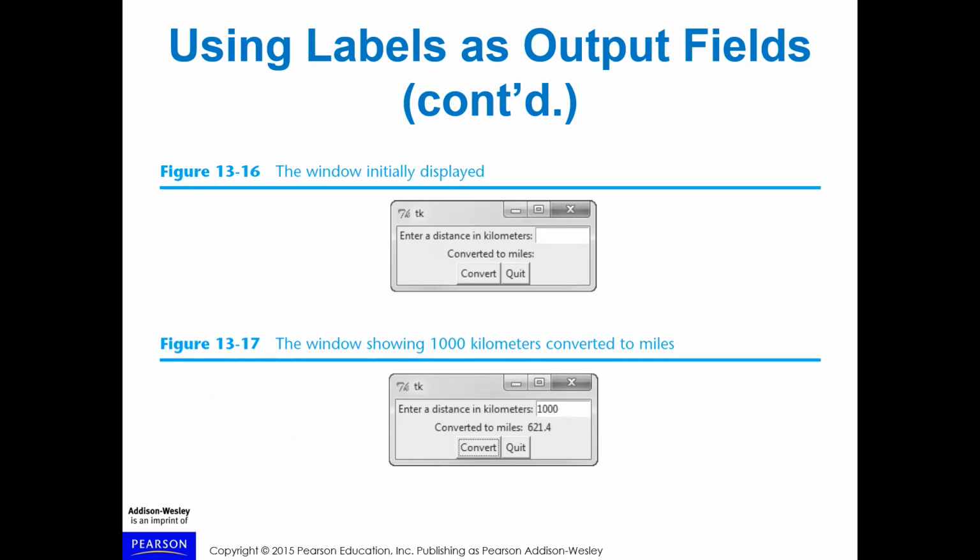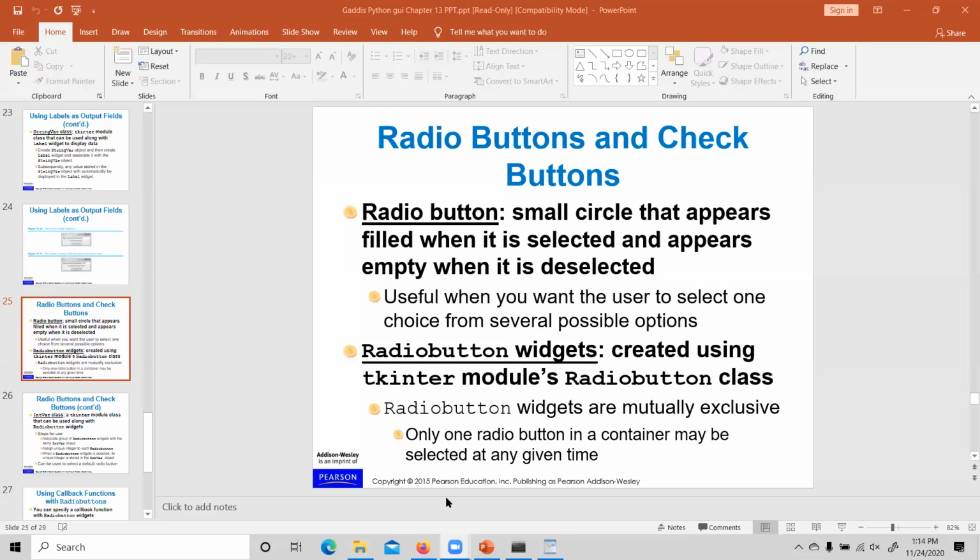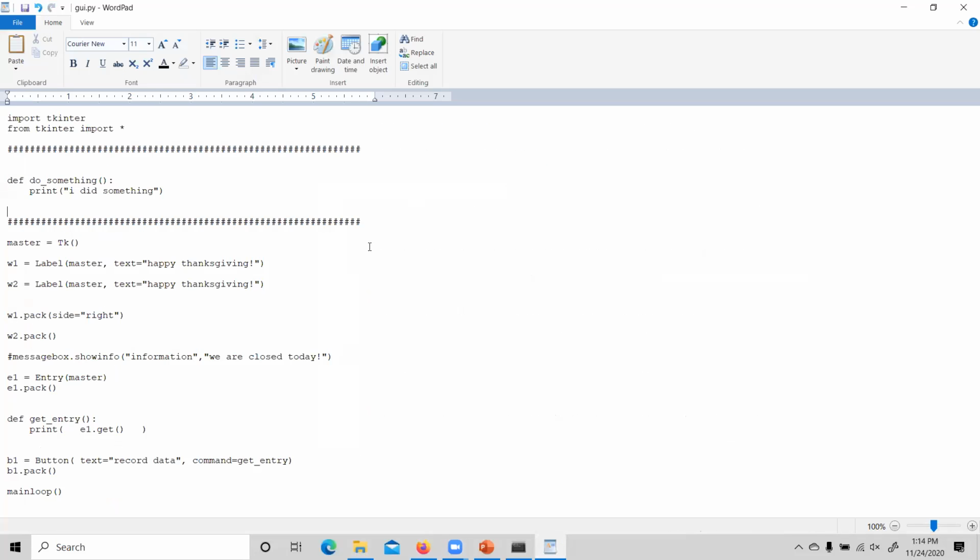So this is an example of how you can show the result as a label. All right, so let's try that. Let's go back to the code and demo that part. So I'm going to go back to the code. You should be seeing me typing the code now.